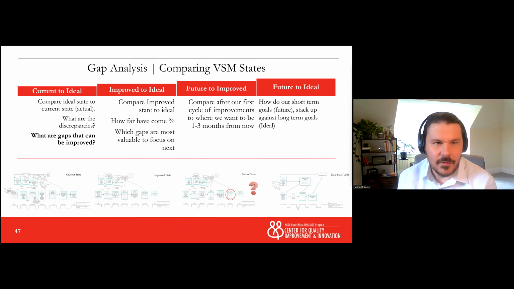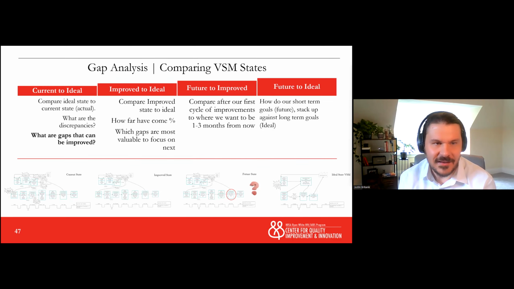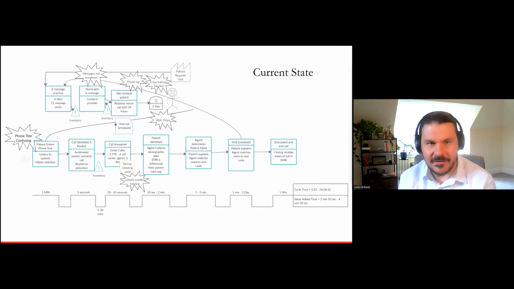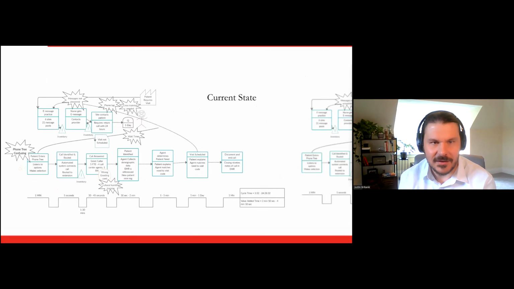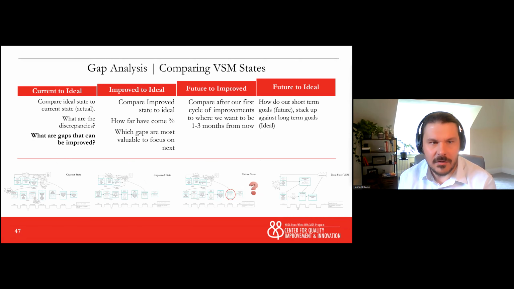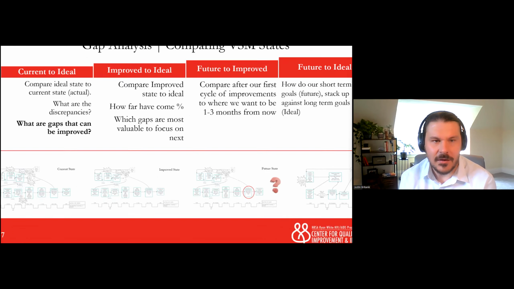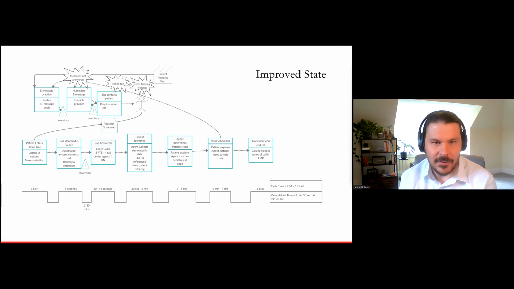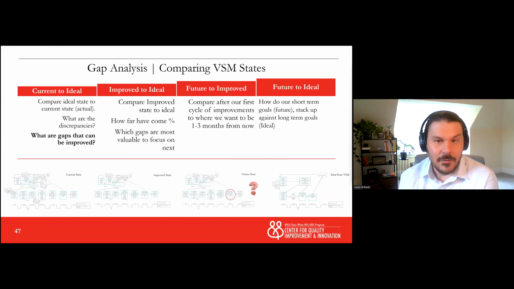And so to bring this full circle, we're going to start from current to ideal, and we're going to ask what gaps exist. So this was our original one, this huge 1-day wait time that totally messed everything up. And then we're going to go from current to ideal, and then we're going to try out an improvement. So we'll do an improvement and we'll compare the improved state to the ideal. So, okay, we did one change. We got rid of that big 1-day wait time. We got this down to like 6 hours. So what do we do next?